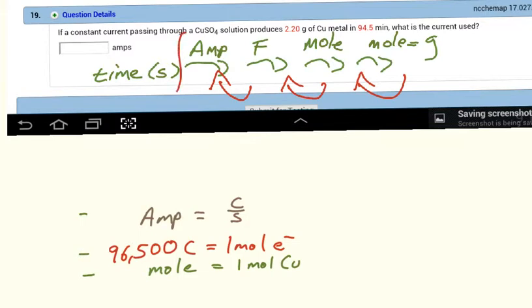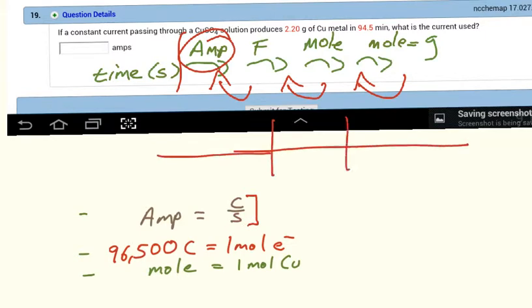We're going to stop before we get to time because they want amps. And you remember that an amp is a coulomb per second. So when you draw your train track out, and you're being very good about canceling units, in each spot like this, if you have a coulomb on top and a second on bottom, you've got the answer. So that's what I'd recommend.